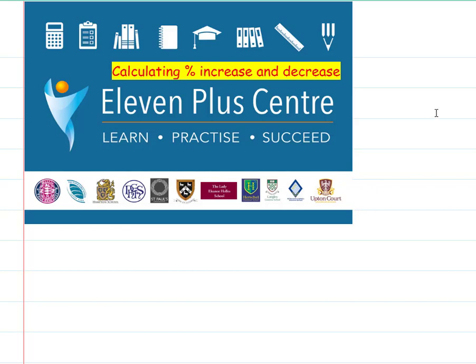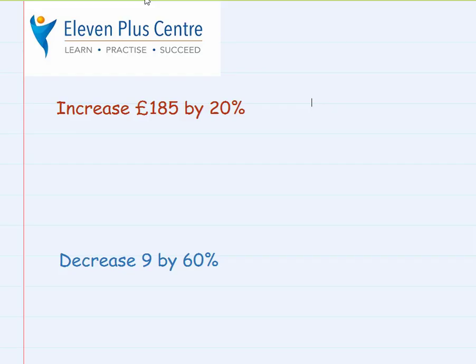Today we're looking at calculating percentage increase and decrease. Okay, so here's our example as usual. We're looking to increase £185 by 20%. Before we do this, I want you to understand what we're trying to do here. I can give you a method, but unless you understand what's being asked, the method will help you answer the question, but it won't mean anything to you.